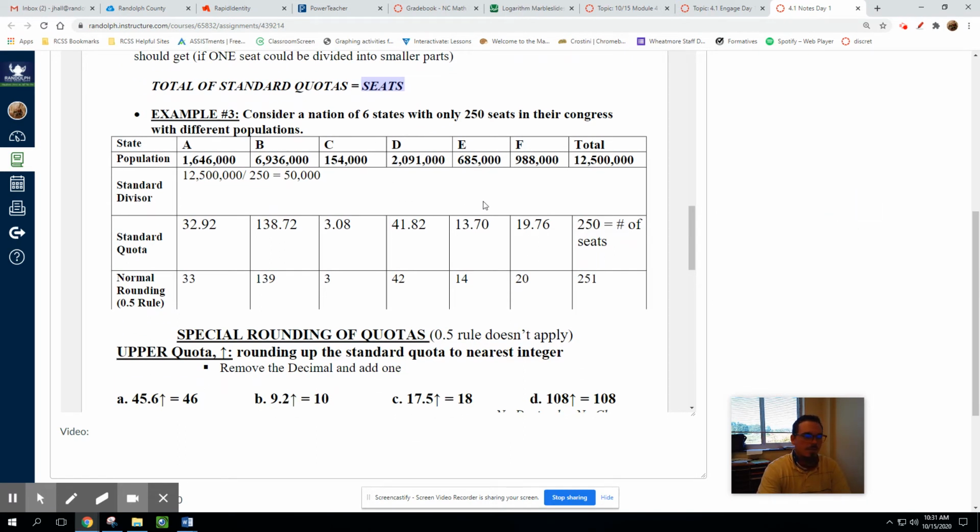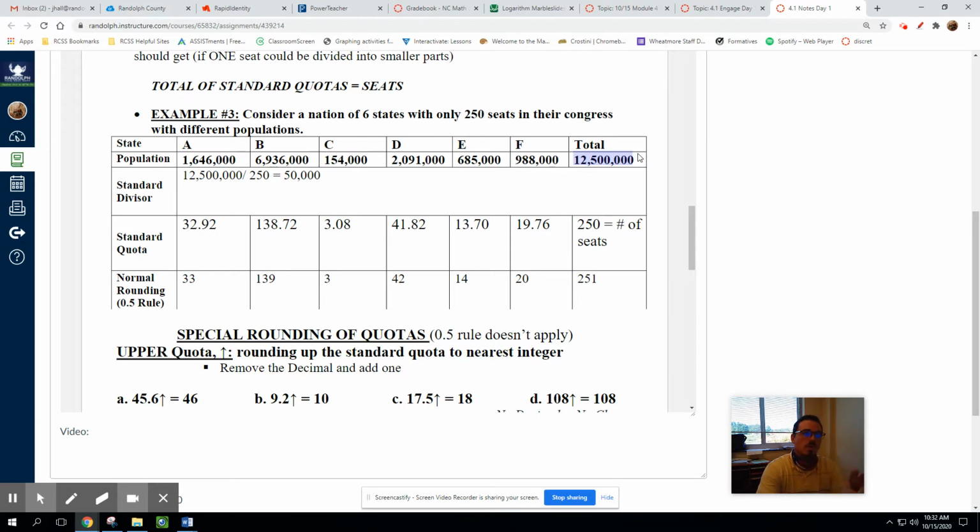Let's take a look at example 3. Example 3 says, consider a nation of 6 states with only 250 seats in their Congress with different populations. So what you see on your blank document, if you're looking at that, is state A, B, C, D, all the way to F, and then we have the population there for each one. Now we're going to add all of their populations together, and we're going to get 12,500,000. So that's the total population of those 6 states.